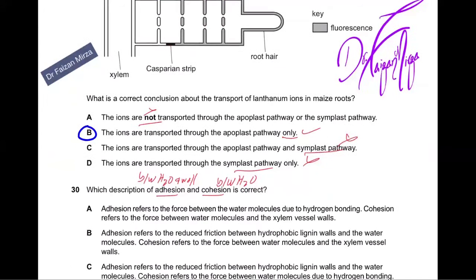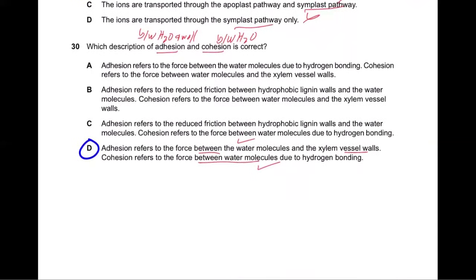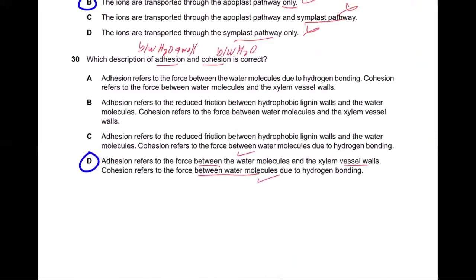What is the correct conclusion about the transport of the lanthanum ions in the maize roots? The ions are not transported through the apoplastic pathway. No, they are transported by apoplastic. In fact, symplastic is not used. So symplastic is not being used. We can cancel out C, D as well as A. That is transported by the apoplastic pathway only. Yes, B is correct. Which description of adhesion and cohesion is correct? Just recall the facts. Adhesion is between water and the wall, and cohesion is between water molecules. Option D straight away is correct.